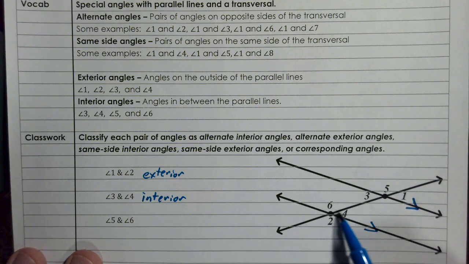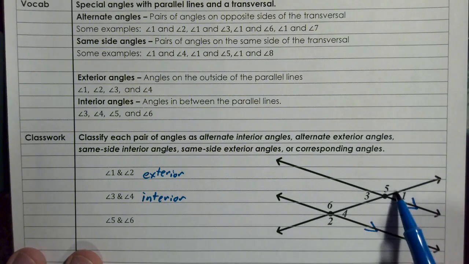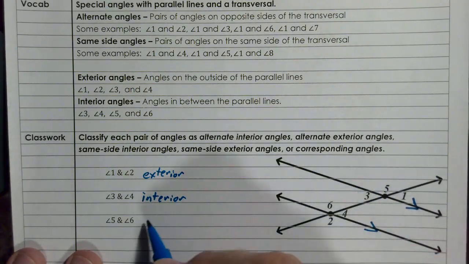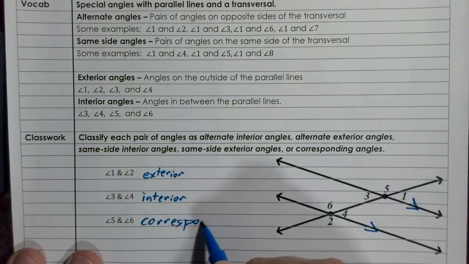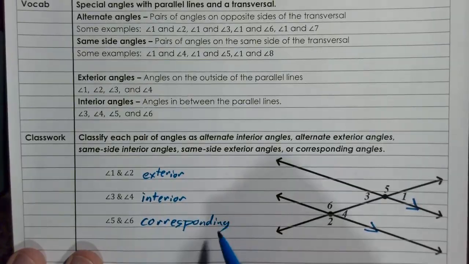See how 6 is kind of at the top part of this X right here, and 5 is in the same top part of the X that's over here. So these two are corresponding angles.